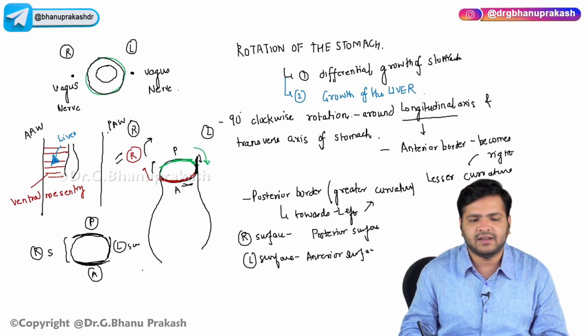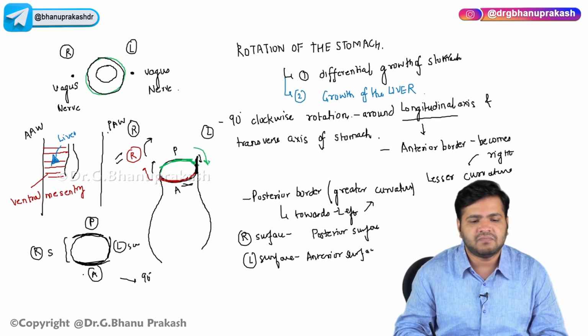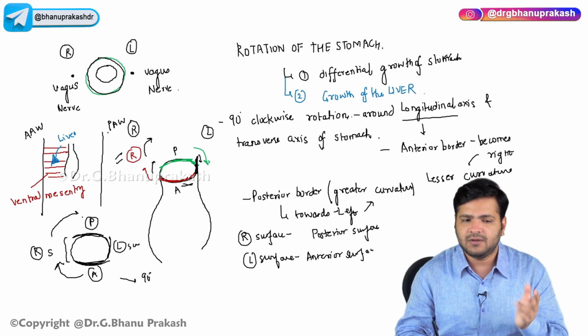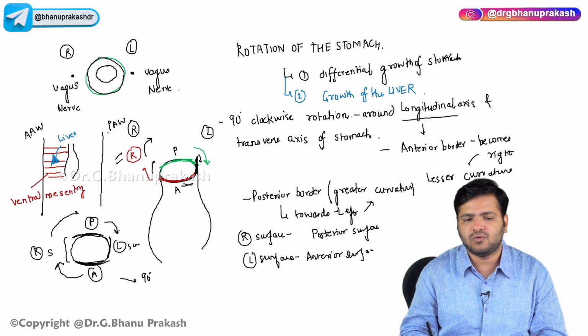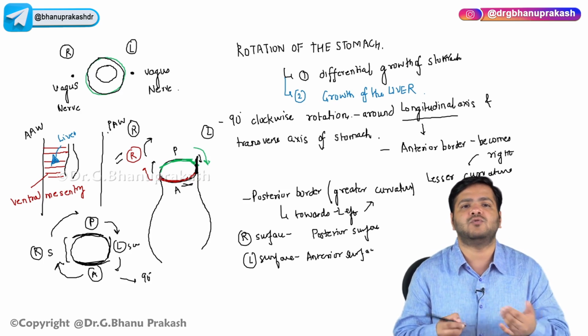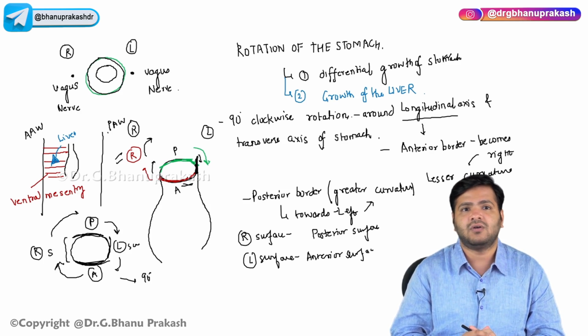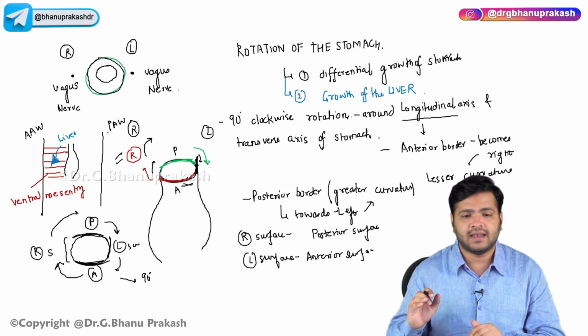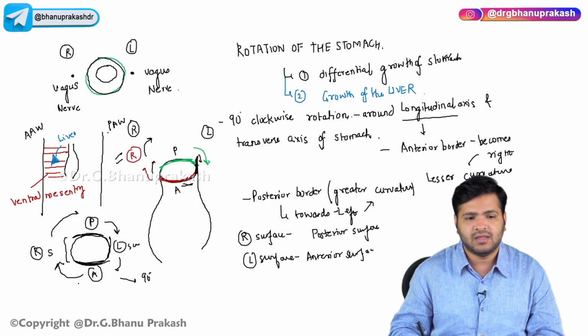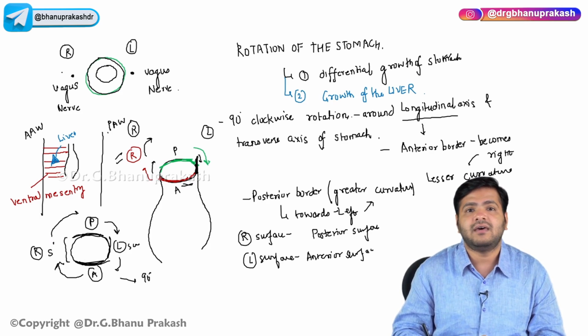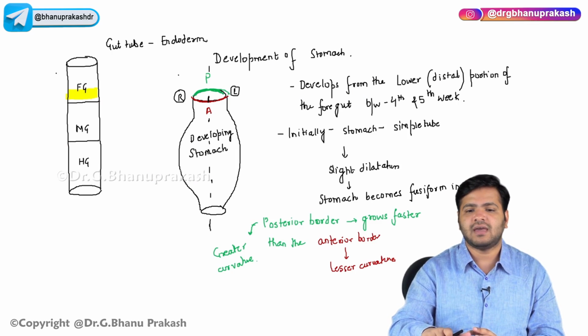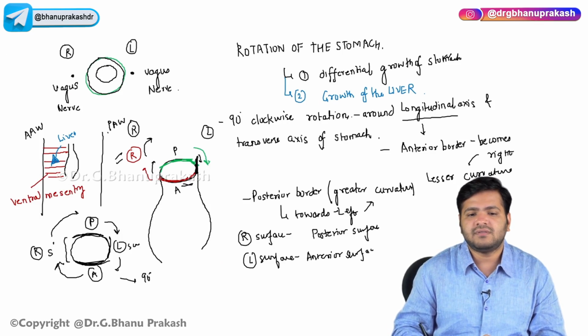After the 90-degree rotation, this anterior part will come to the right, the right surface will go behind and become posterior, this posterior border will come towards the left, and this left surface will come towards the front, that is the anterior surface. So you have to remember that the anterior border will be supplied by which vagus? On this side, which vagus was there? That is the right.